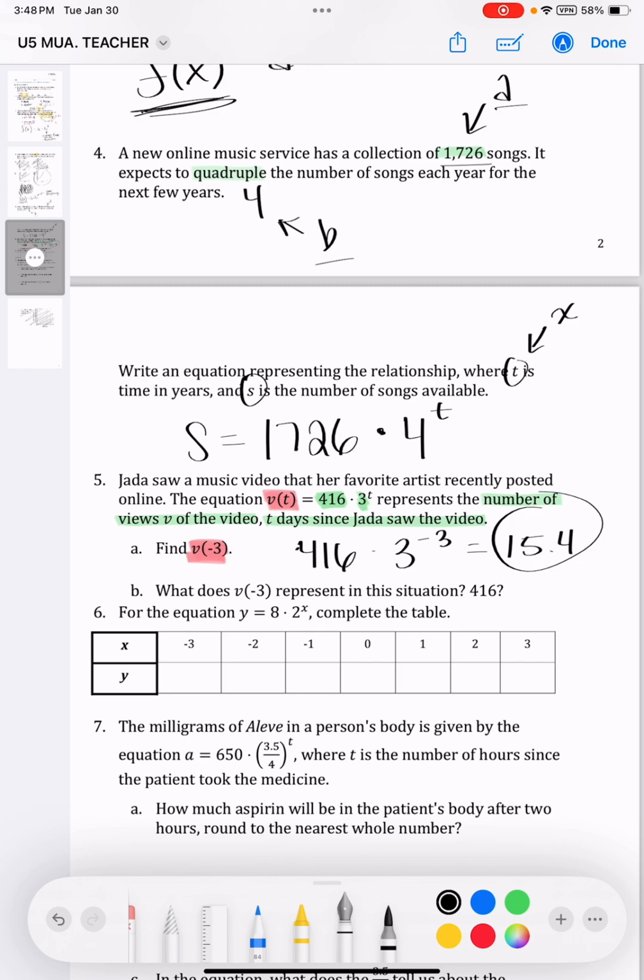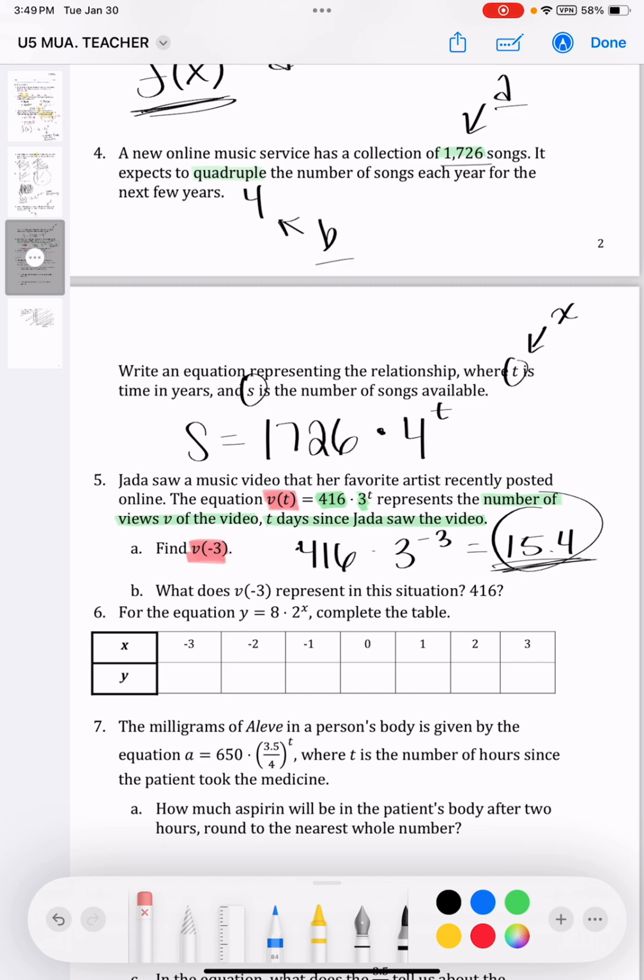Now letter B is asking you to explain what these different values mean. And I want you to make sure you're explaining them in context. So V of -3, since it's a negative and we're talking about days since she saw the video, that -3 would represent 3 days before she saw the video. We're going back in time. So in connection to letter A, this value in context means 3 days before she saw the video, it had 15.4 views.